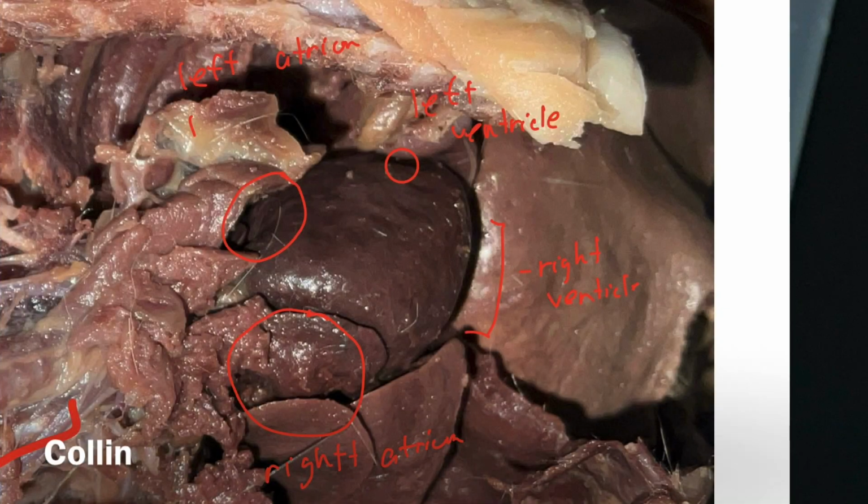The circulatory system. The heart has four sections: the left atrium, right atrium, left ventricle, and right ventricle. The atriums receive blood into the heart, and the ventricles pump blood out of the heart.